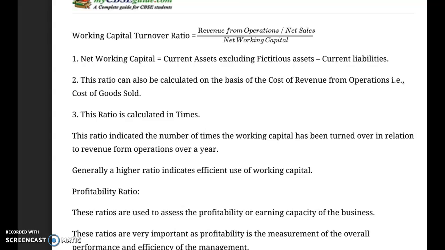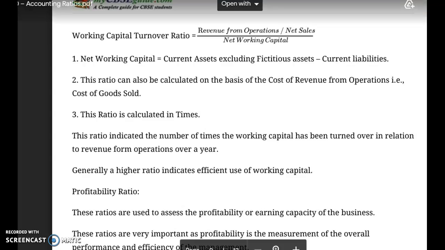I will continue in my next video with the last category of ratios, that is the profitability ratios.